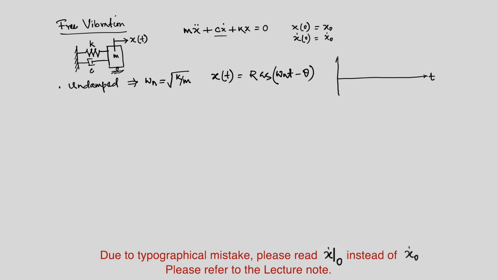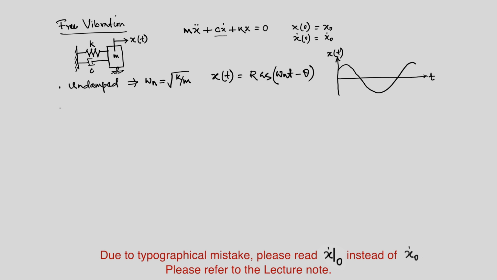In this case, if we plot the nature of the response x of t, as t progresses it will continue oscillating, and it continues with t because there is no damping. The system once set in motion will continue with its motion.